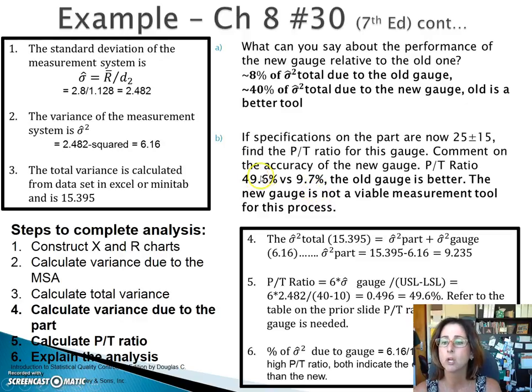And we would want to compare the precision tolerance ratio of the gauges against the same user specification limits. So for whatever reason, the specification limits changed. With the updated limits, the new gauge has a precision tolerance ratio of 50%, and the old gauge has a precision tolerance ratio of 18%. To get the 18%, it's 6 times 0.887, the standard deviation of the old gauge, divided by 40 minus 10, which is 30. That's going to be 18%. So 18% is a better precision tolerance ratio than 49.6.